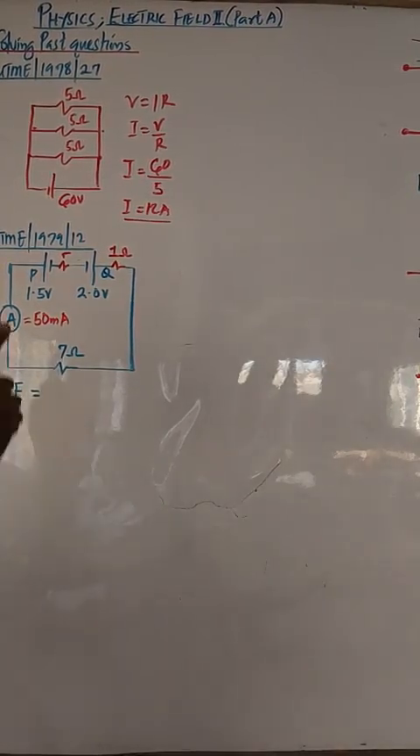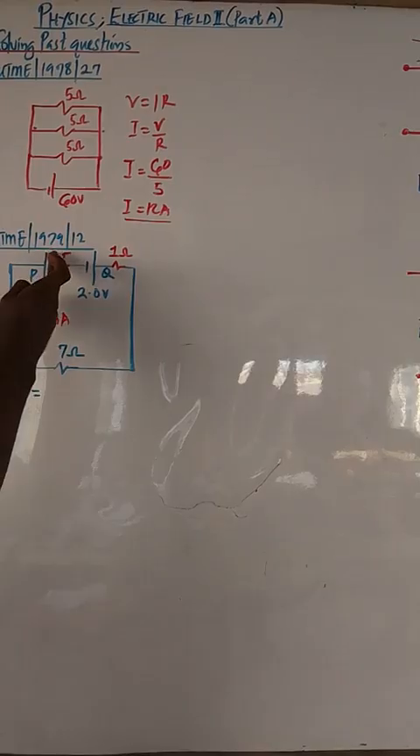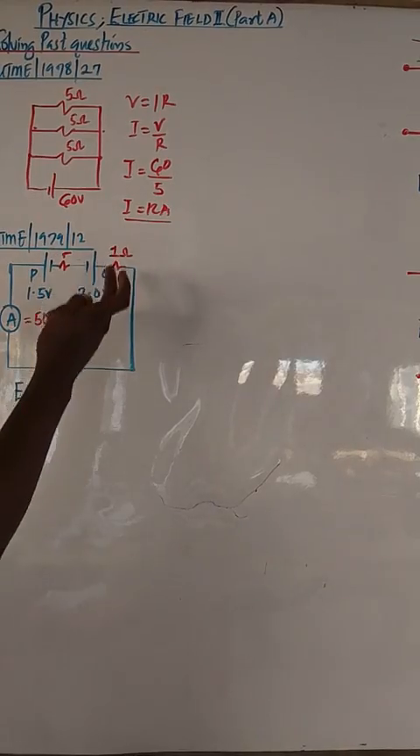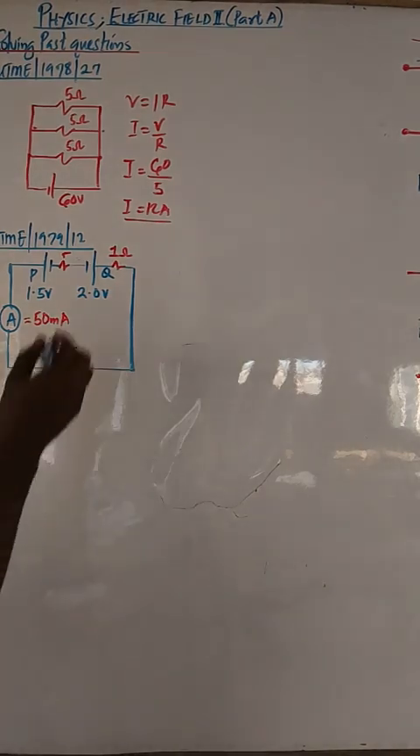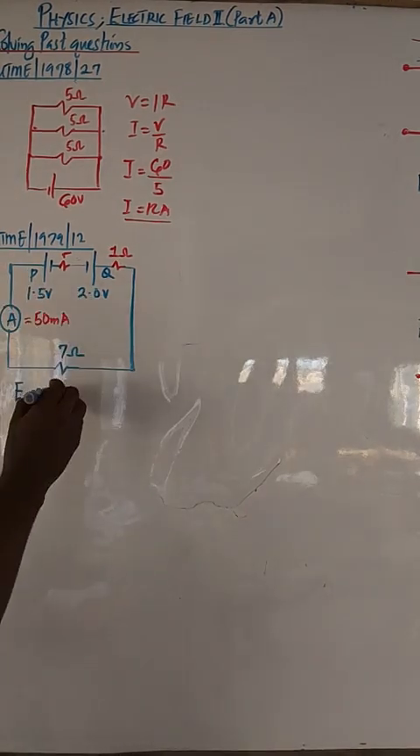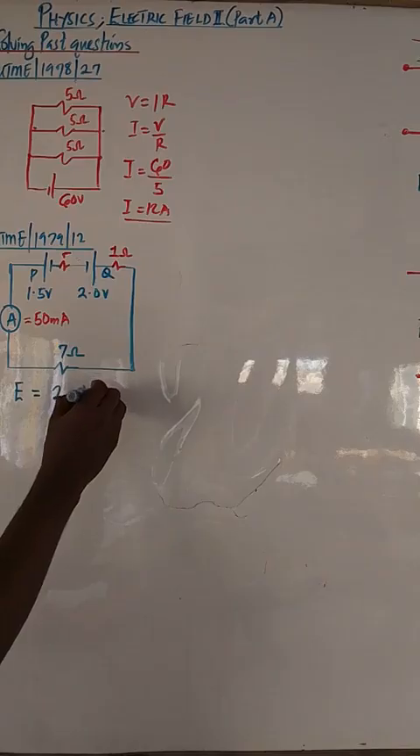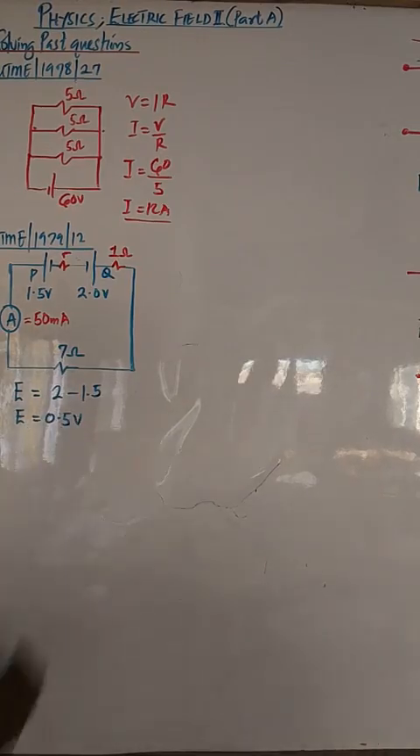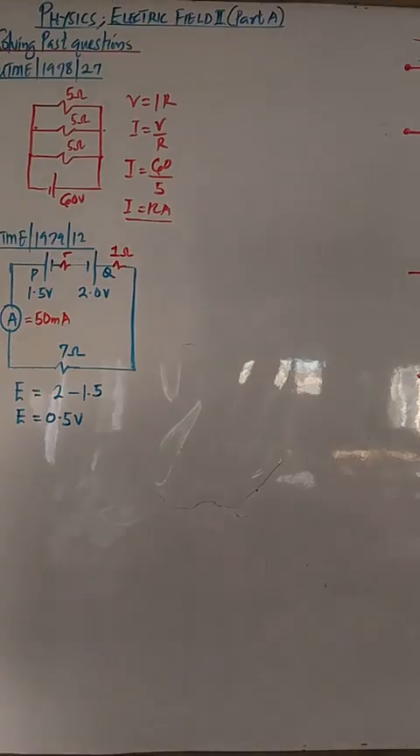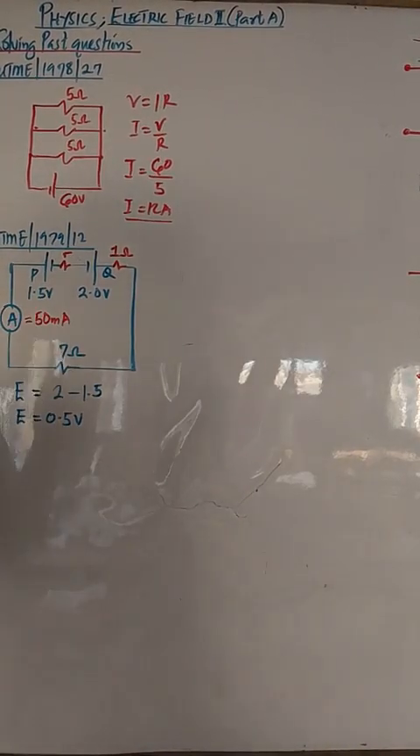Now, check this one. Positive, negative. It's meant to be positive, negative, but they do negative, positive. They swap the terminal. So the effective EMF is actually going to be 2 minus 1.5. And effective equals to what? 0.5 volts. Most students will hurdle because they won't see this. You have to be very careful.